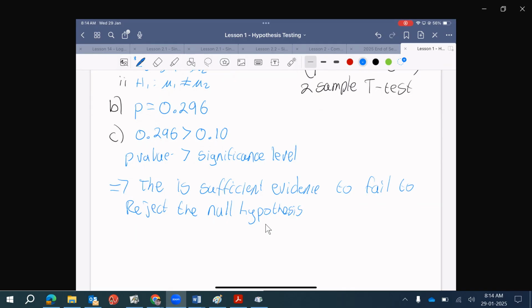So the important part of it is the fail to reject. This is the important part. Fail to reject the null hypothesis. You either reject or you fail to reject. Failing to reject means we think it could possibly be true.